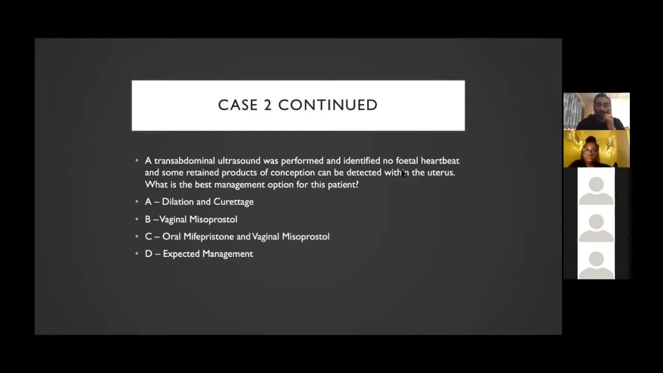Just a few seconds more. See, 10, 15 seconds. Okay. So it seems as if there's been a mix between vaginal misoprostol and oral mifepristone and vaginal misoprostol. So the answer is vaginal misoprostol.